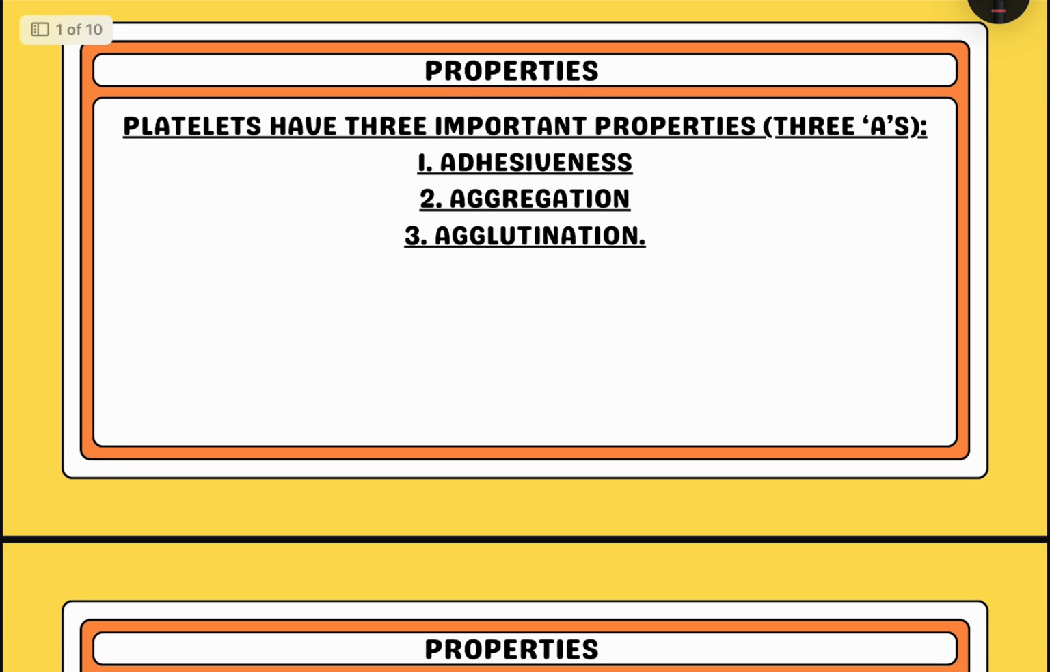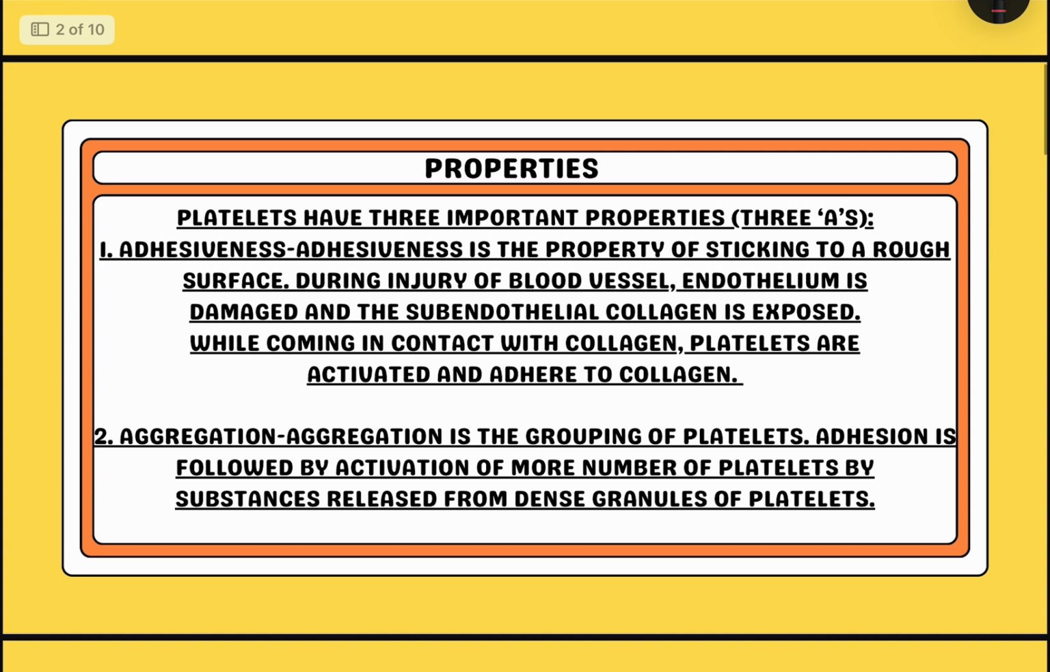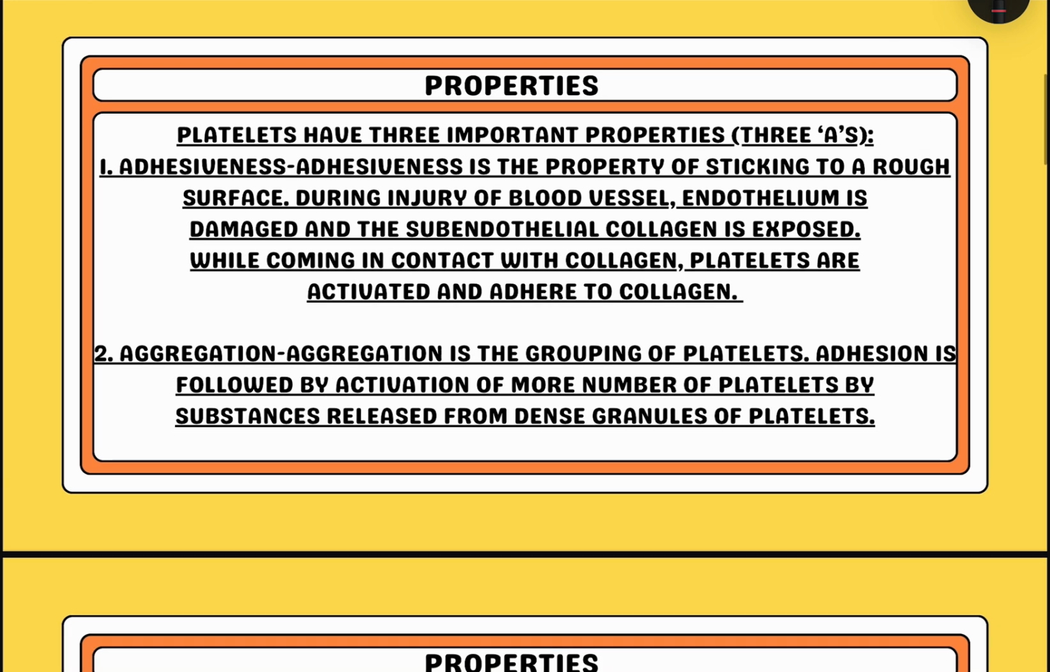Starting with the properties, we know that platelets have three important properties and they can be memorized by the trick 3 A's. What are they? Number 1, adhesiveness, second, aggregation, and third, agglutination. So, starting with these individually. Firstly, what does adhesiveness actually mean? We all know the term adhesion means sticking something to another thing. So, adhesiveness is the property of sticking to a rough surface.